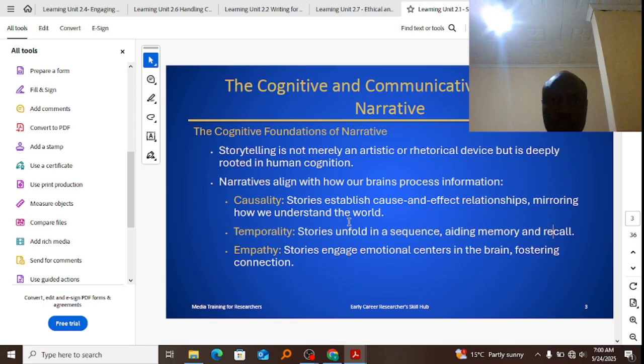So, the cognitive and communication power of narrative. The cognitive foundation of storytelling is not merely an artistic or rhetorical device, but is deeply rooted in human cognition. Narratives align with how our brains process information. Causality: stories establish cause and effect relationships, mirroring how we understand the world. Temporality: stories unfold in a sequence, aiding memory and recall. Empathy: stories engage emotional centers in the brain, fostering connection.